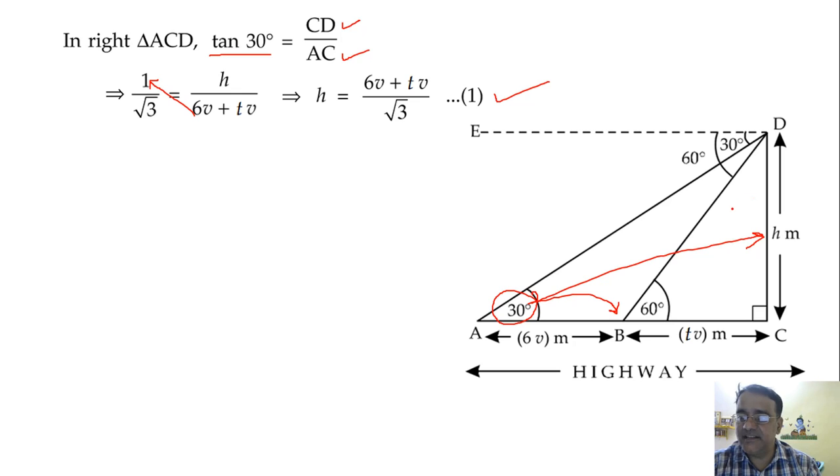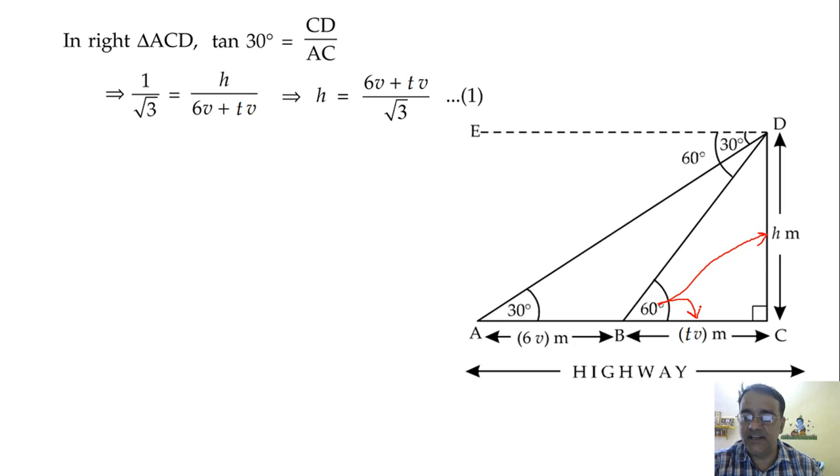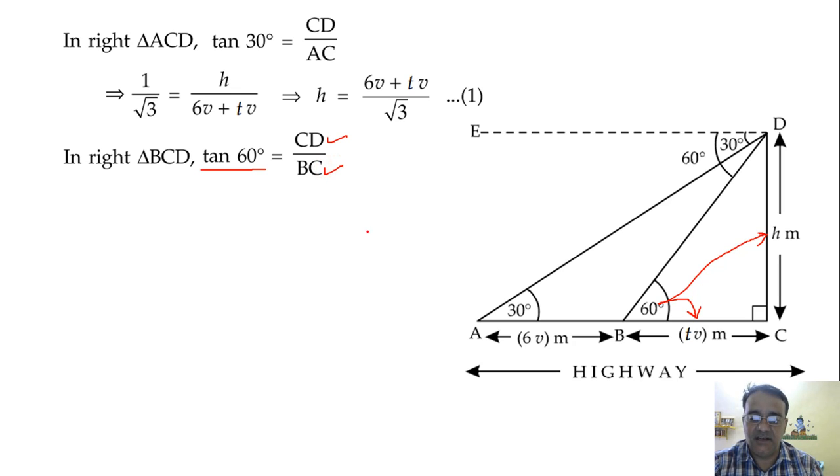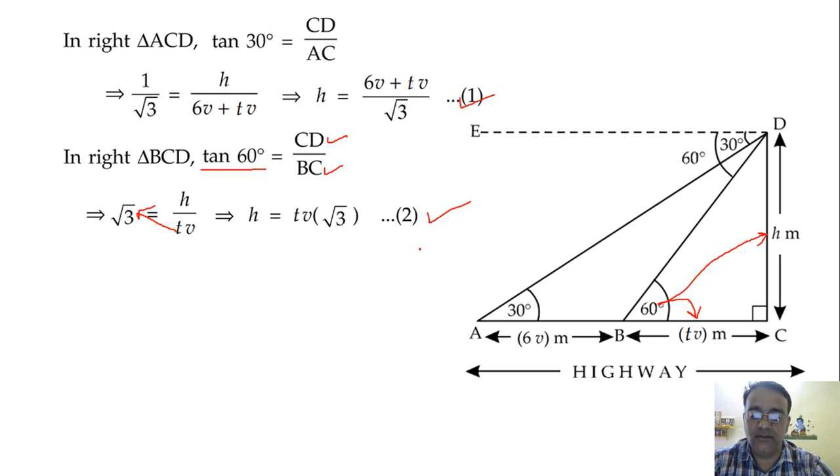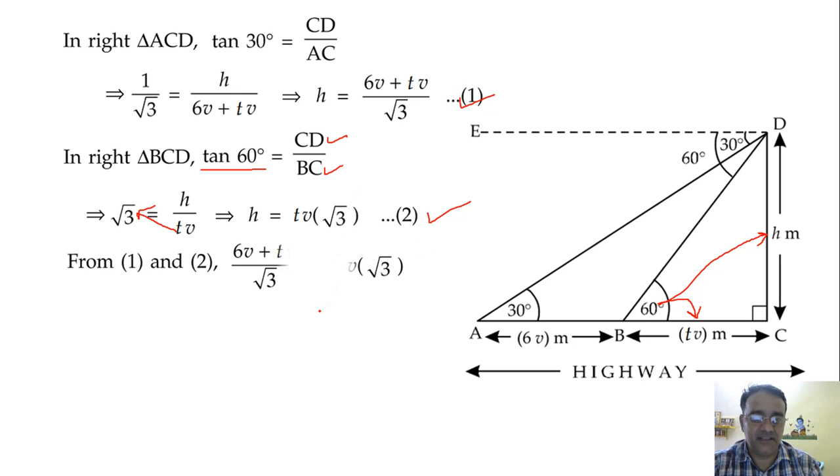Now we'll take the next triangle, that is BCD. In triangle BCD, tan 60 degree is equals to opposite by adjacent, so CD upon BC. What is tan 60 degree? Root 3. And CD is H and BC is TV या VT. So इसको क्रॉस मल्टीप्लाई कर लेंगे तो H मिल जाएगा TV root 3. Let it be equation number 2. अब इक्वेशन 1 और 2 को हम लोग इक्वेट करेंगे, राइट? So if you equate we will get this step.